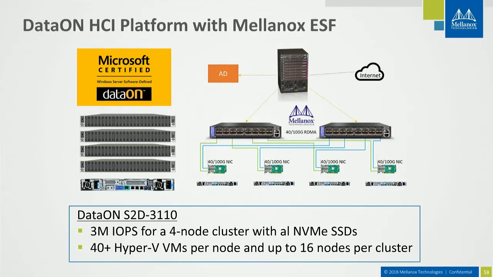So to put things into perspective, DataON and Mellanox ran a test on a 4-node S2D3110 Hyper-Converged platform with Mellanox network adapter cards in the servers, RoCE offload enabled, and Mellanox Spectrum switches used for interconnect. As we're showing here, we achieved 3 million IOPS for this 4-node cluster with all NVMe SSDs and 40 plus Microsoft Hyper-V VMs per node.